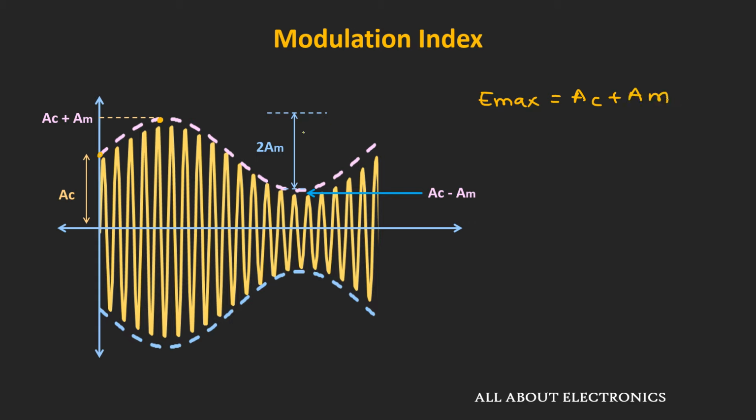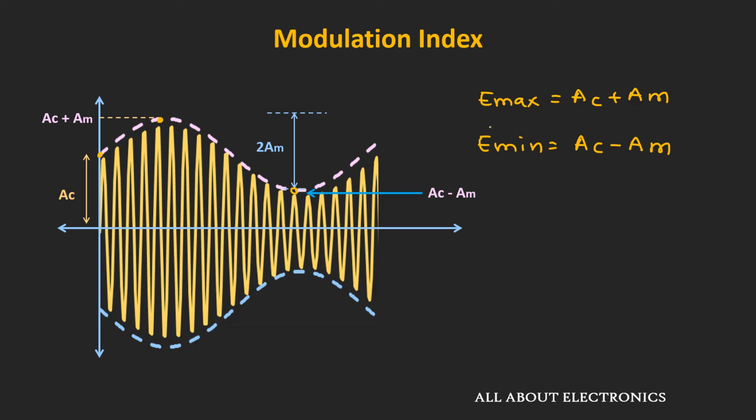Now this message signal is varying between AM and the minus AM. So this shows the peak to peak value of the message signal. That means at this point the amplitude of the modulated signal will be equal to AC minus AM, and that will be also the minimum value of the envelope. So we can say that this E minimum is equal to AC minus AM. That is the minimum value of the envelope.